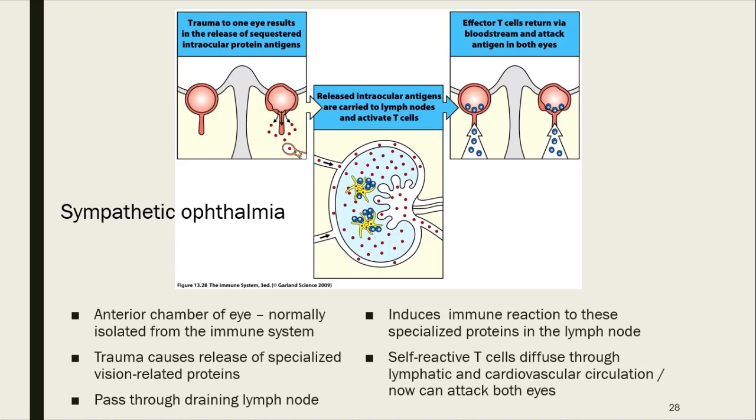So for sympathetic ophthalmia, what happened here, the diagram demonstrated, first is a trauma to one eye, resulting in release of sequestered intraocular protein antigens. These antigens are carried to the lymph node and activate T cells in this way. After activation, the T cells go into the bloodstream and start attacking the antigens in both eyes. So remember, normally this anterior chamber is shielded away, and the trauma actually damages this shielded area.